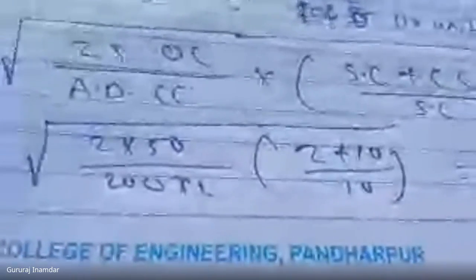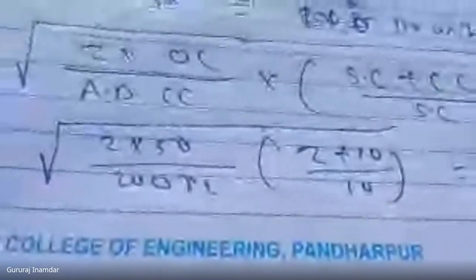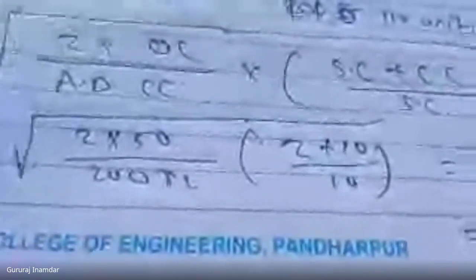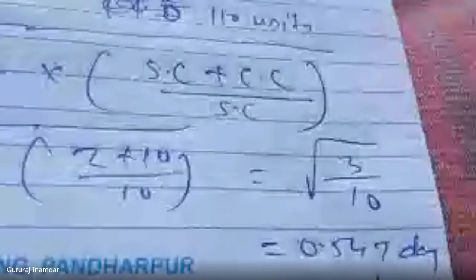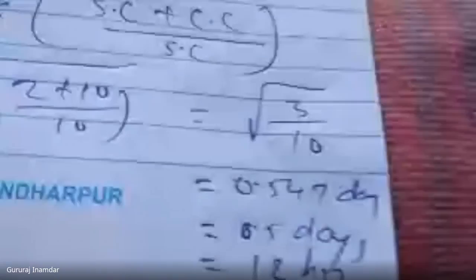2 into ordering cost 50 divided by annual demand or supply rate 200 into CC 2 into (CC 2 plus 10) divided by 10. What is the value? Now 2 cancels with 2, 0 with 0, 1/4, and 3/10 comes, right? Work out the answer. So I think the answer is 0.547, near about 0.5 days.